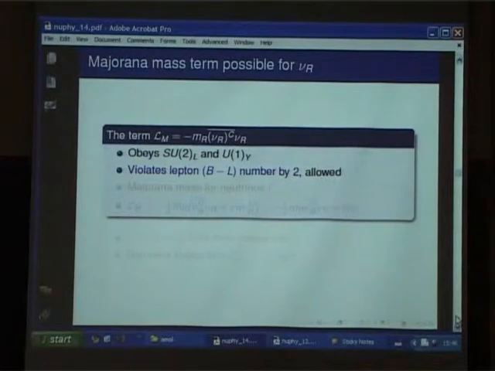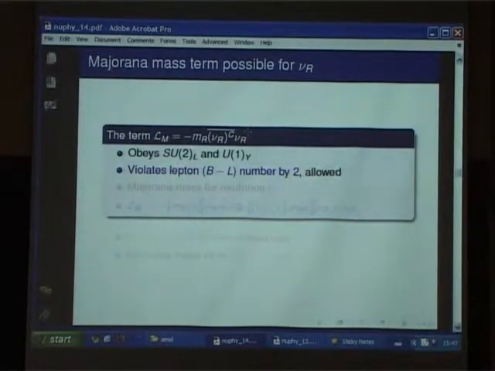Now I'll come to the statement that I made earlier. I said that if I have nu R, then I can write more mass terms. So what are these mass terms that I can write? I can write a mass term that looks like this: minus M_R, which is the coefficient, times nu R conjugate, nu R. Let us examine this term with all the symmetries that we have. What are the symmetries? SU(2) and U(1) are the things to be checked first.